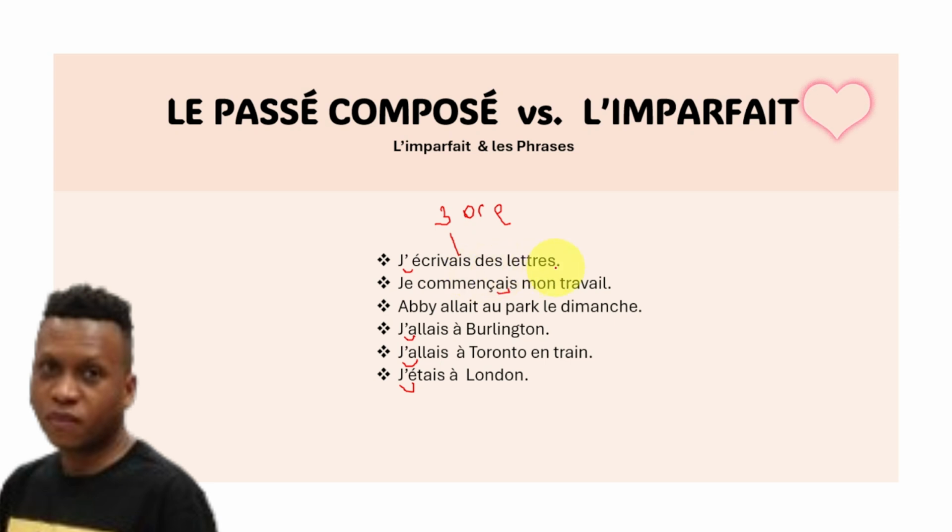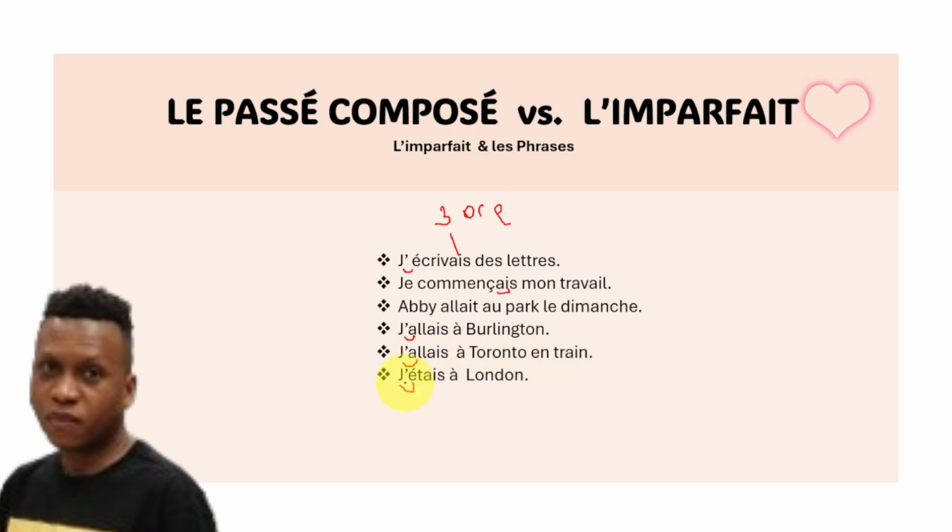J'écrivais deux lettres. J'ai commencé mon travail. Abby allait au parc le dimanche. J'allais à Burlington. It's okay. Some people say Burlington. J'allais à Toronto en train.